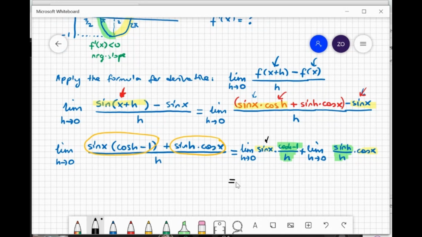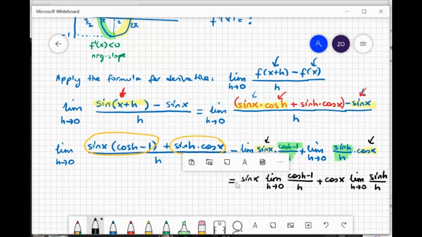So now, sine of x doesn't depend on h, so we can just take it out and say sine of x times the limit as h goes to 0 of cosine h minus 1 over h. Plus, cosine x doesn't depend on h, so just say cosine x times the limit of sine of h over h, as h goes to 0. So we are almost done.